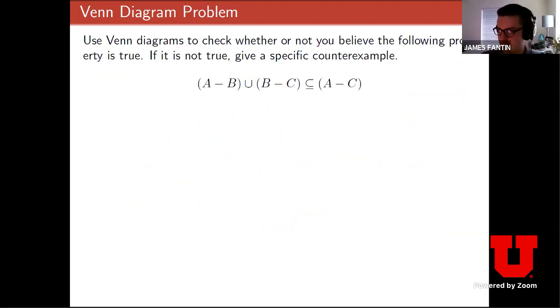So now we have another Venn diagram problem. Here we're going to use Venn diagrams to see if this more complex statement holds: that A subtract B union B subtract C is a subset of A subtract C. If you just want to go ahead and take about a minute to go through the Venn diagrams for this statement.